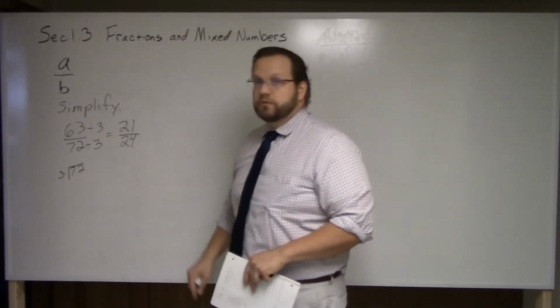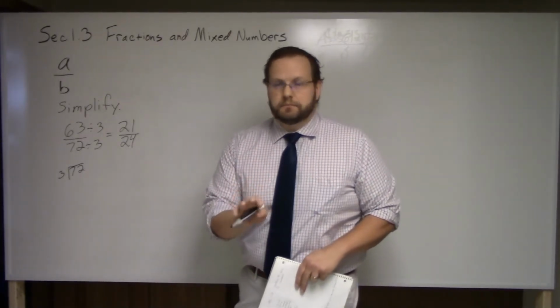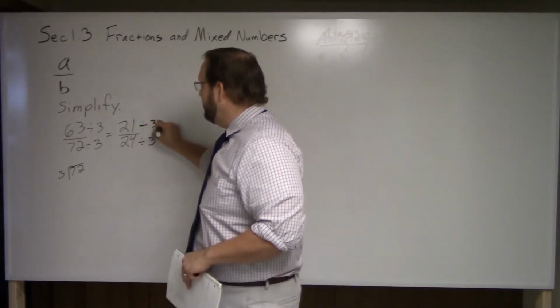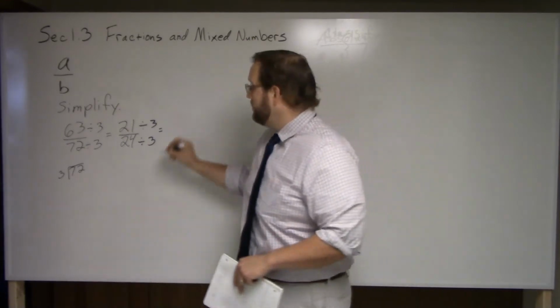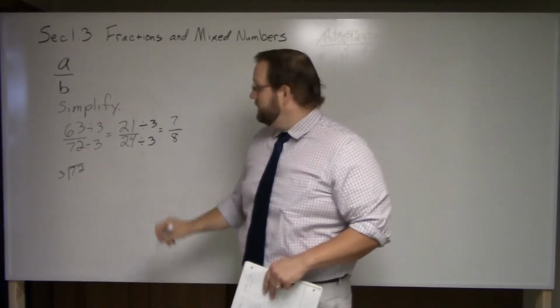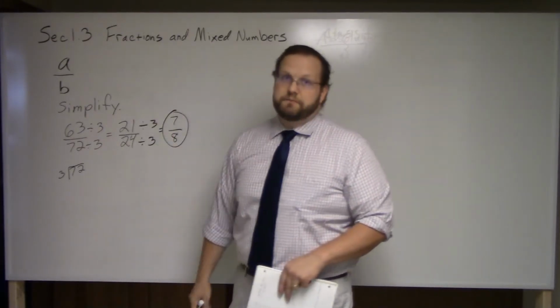Now, you got 21 over 24. That's not done. Okay? I can still divide by 3. 21 divided by 3 is a 7. 24 divided by 3 is an 8. And now that is a simplified fraction.